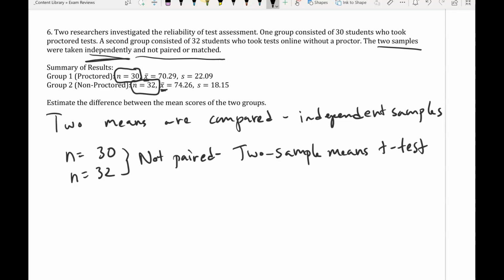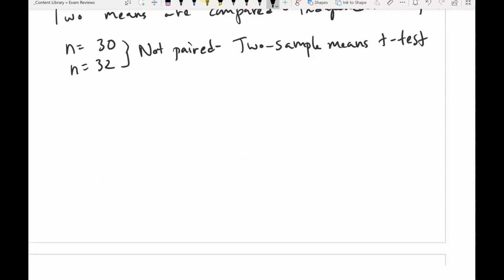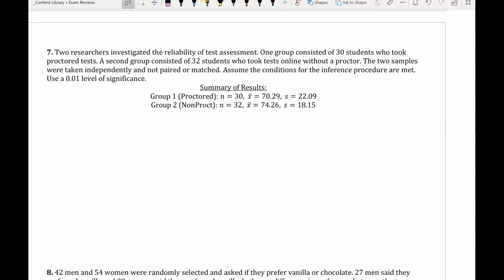How many samples, right? What kind of variable are we testing? In this case, means, yes? Okay, then that should actually help us with what we're doing, okay? All right, good. Number 7.